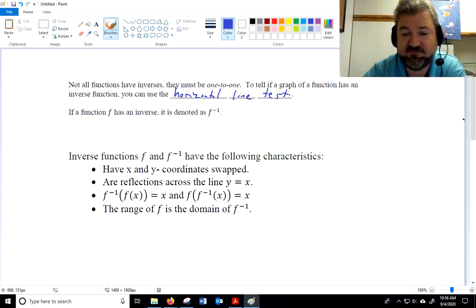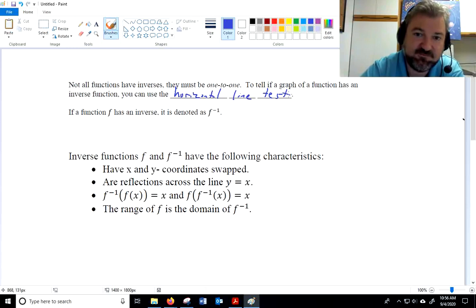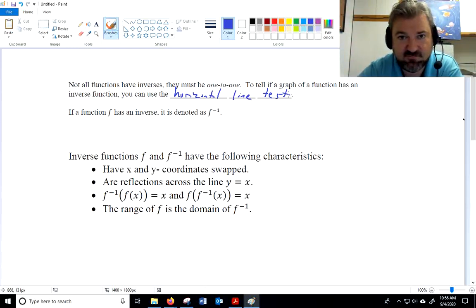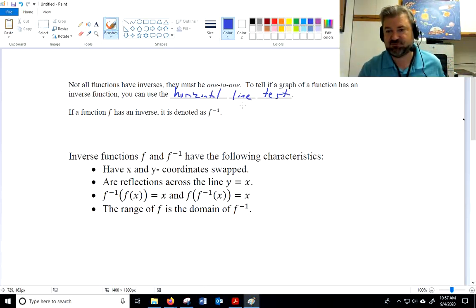Inverse functions f and f inverse have the following characteristics. They have their x and y coordinates swapped, as we just mentioned. They are reflections of each other across the line y equals x. f inverse of f of x equals x, and f of f inverse of x equals x. If f has an inverse f inverse, then they are inverses of each other. So if f and g are inverses, f inverses g and g inverses f. The range of f is the domain of f inverse. And that is extremely important. Let me draw that again.